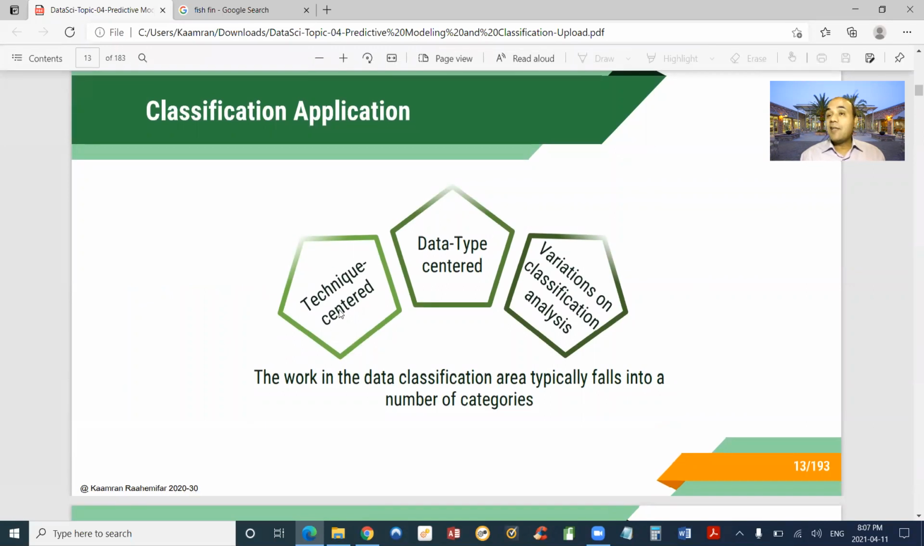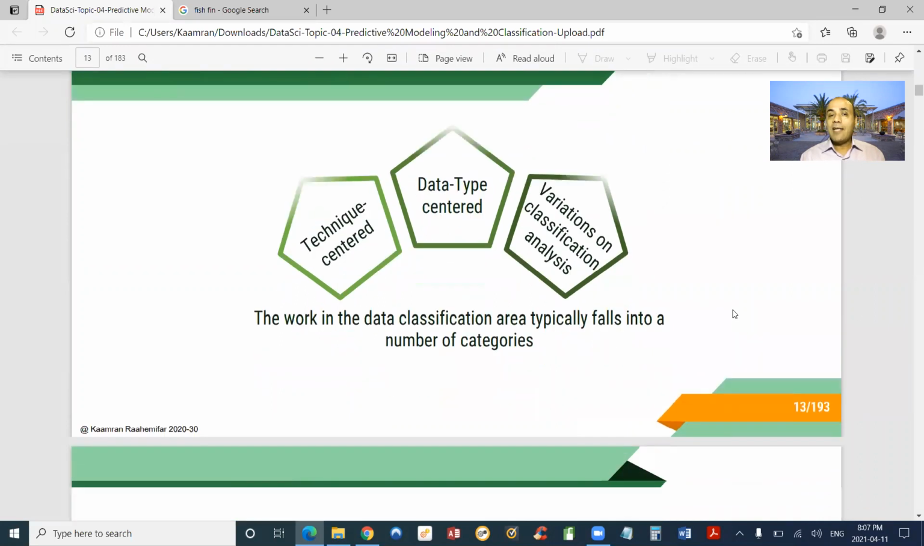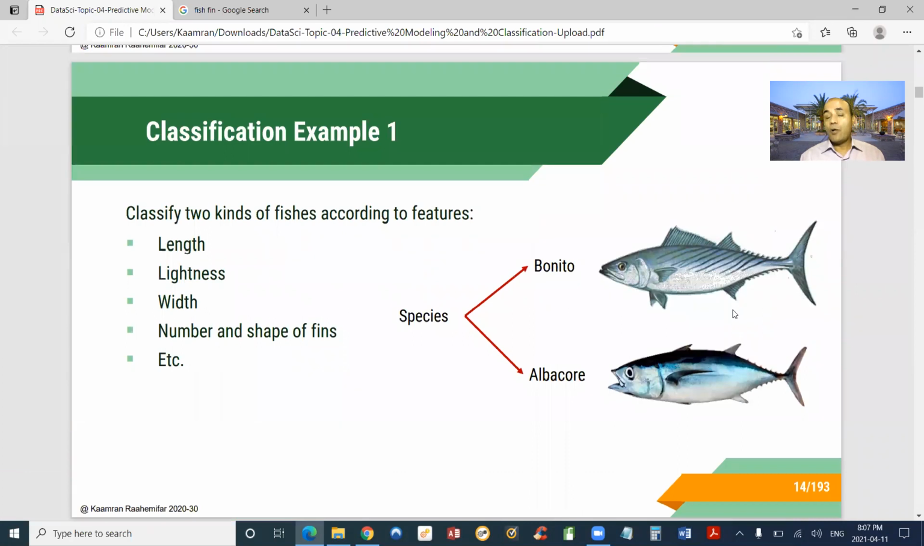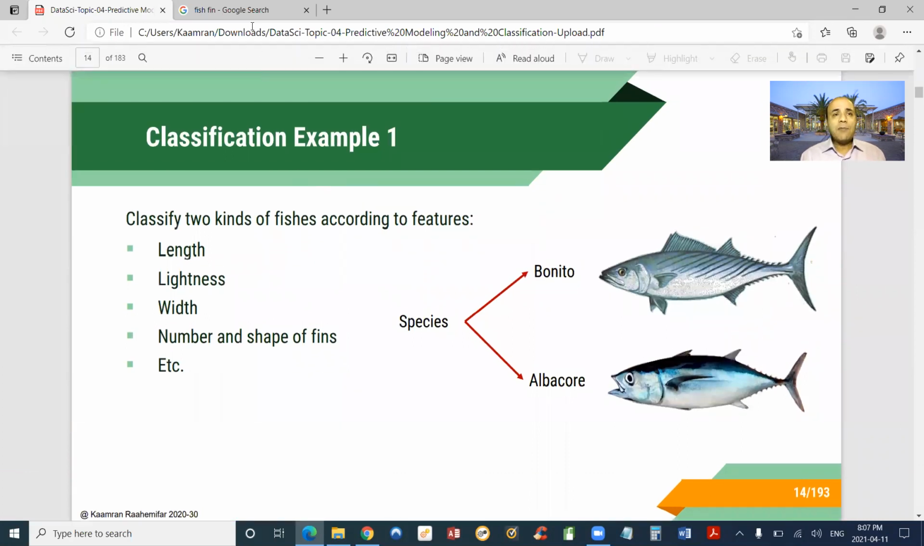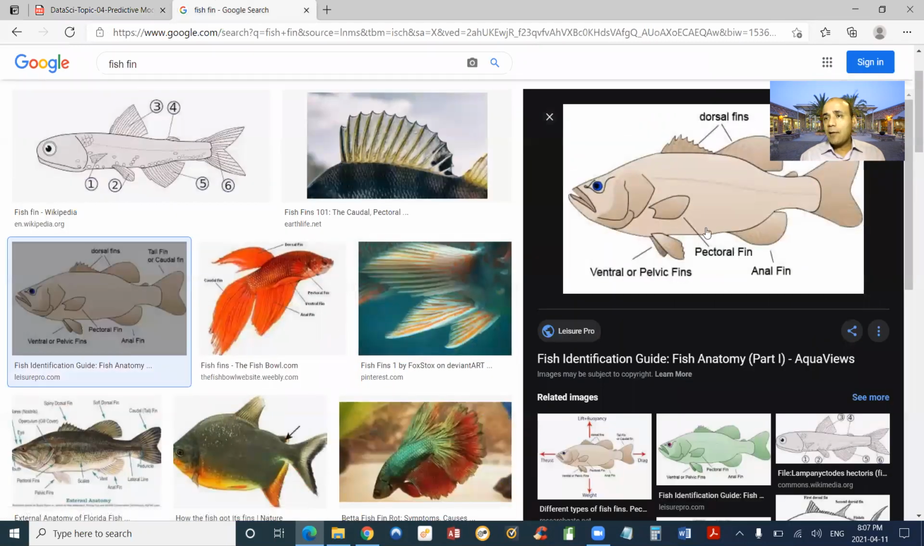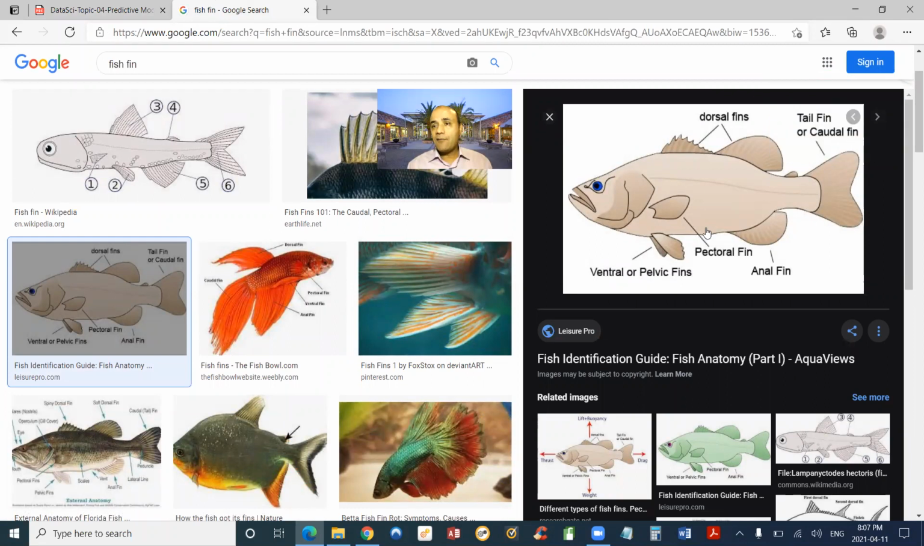We can classify for different reasons. We have technique-centered classification, we have data-type-centered classification, and you could potentially have a hybrid scenario where the data and technique come hand in hand to help you. Take a look at the fish. Let me show you the fish. This is a fish, and I want to show you the fish. It has, for example, different fins. You have the tail.